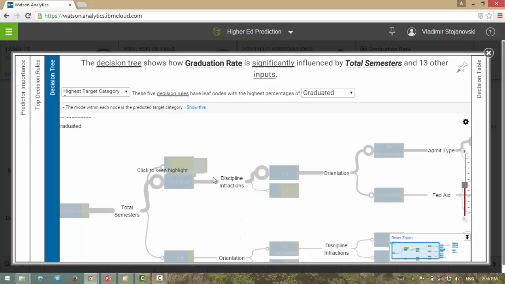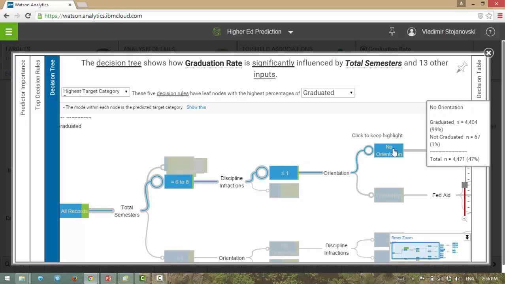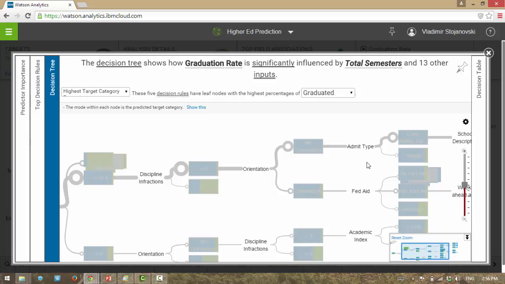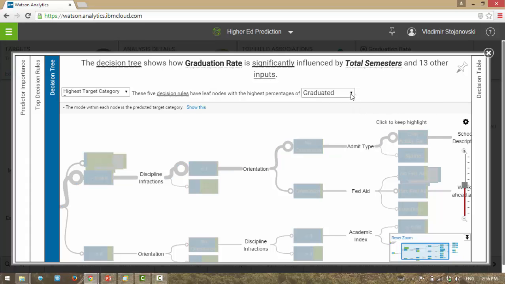Of these students, those that have 1 or less discipline infractions have a 96% rate of graduation. And again, this is most of our students, 67%. And of these students, those that did not attend orientation have a 99% rate of graduation. So you can see how I can follow this and find the best rules that determine whether a student graduates or not. Similarly, I can find the rules for when students do not graduate.